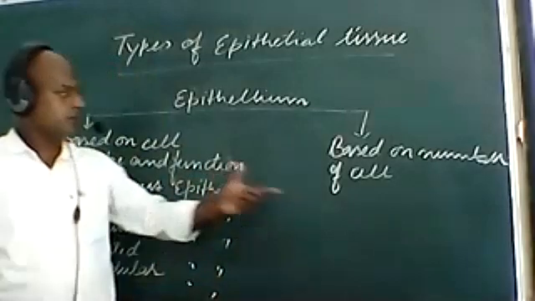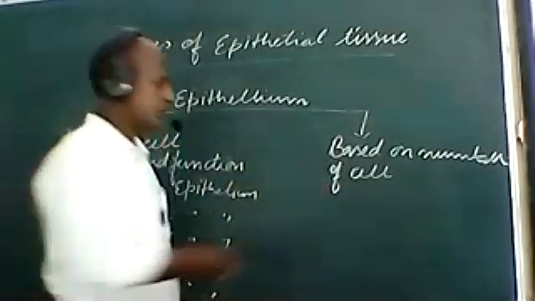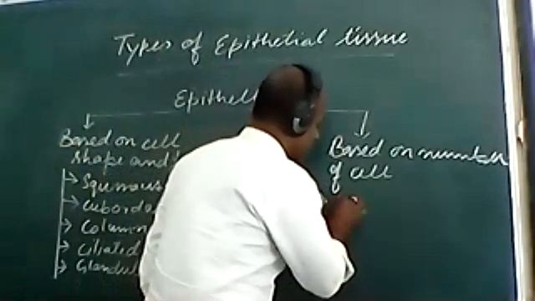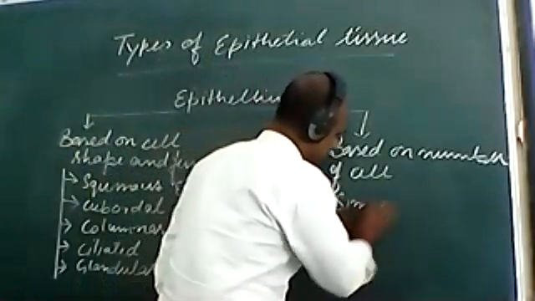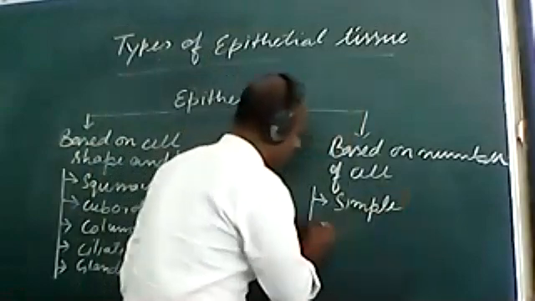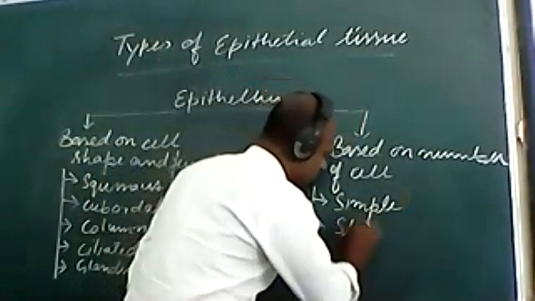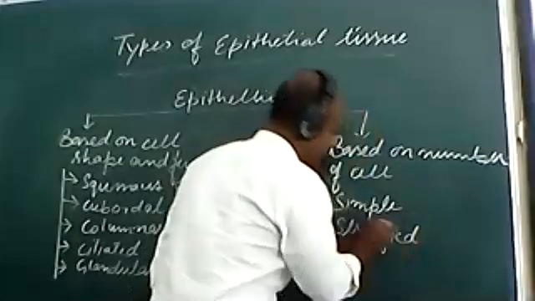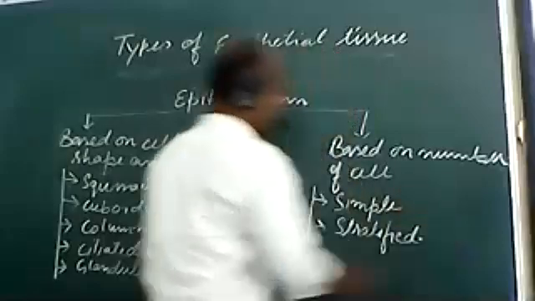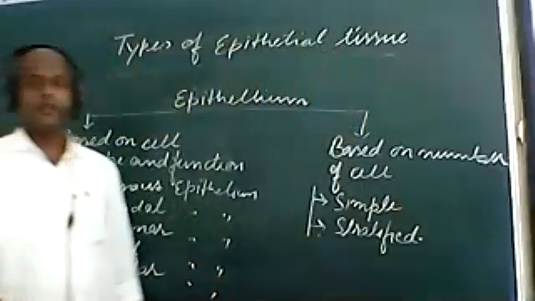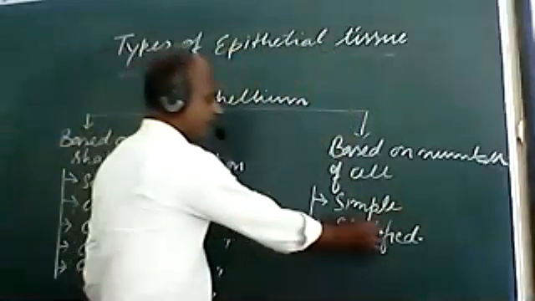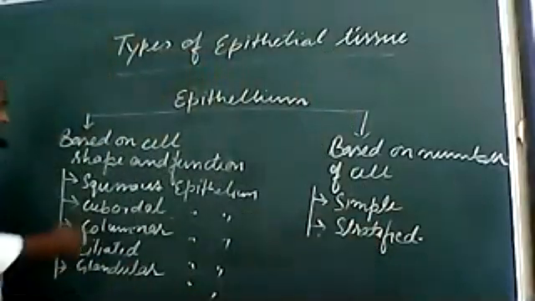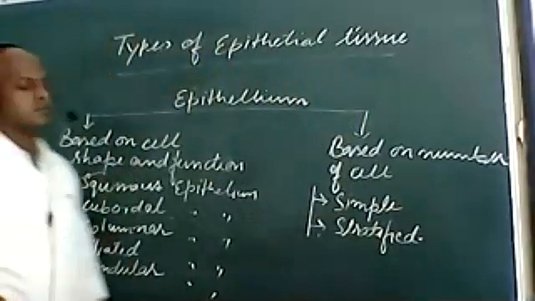But on the basis of number of cells, there are two types of epithelial tissue. The first one is simple and the other is stratified. The first one is simple epithelium and the other is stratified epithelium. First of all, today we will discuss squamous epithelial tissue.